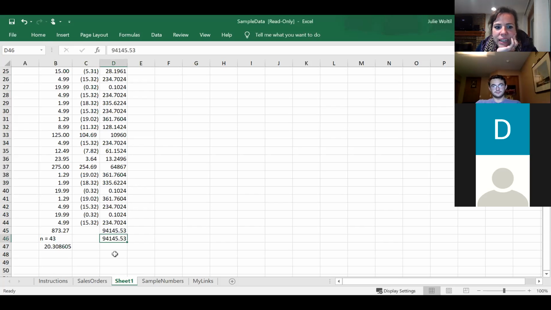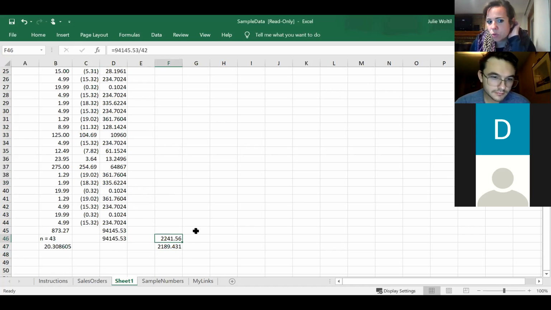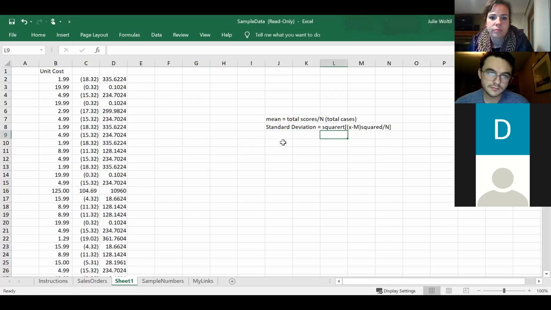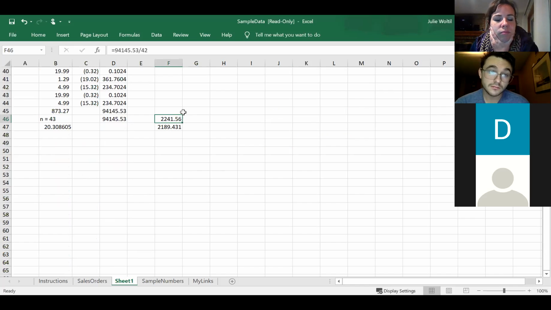Okay, can you guys still see my Excel sheet? Yes. Okay, so that would be... versus... Looking at a small number here. Okay, what's the next step? 2241.56. What do I need to do to it? Square root. Square root it, right? Yeah.